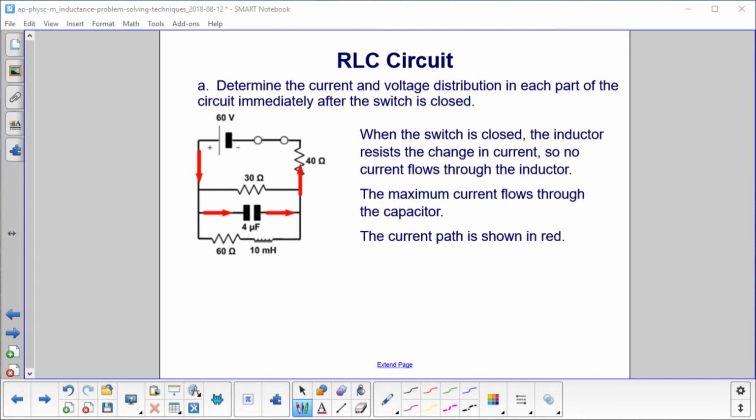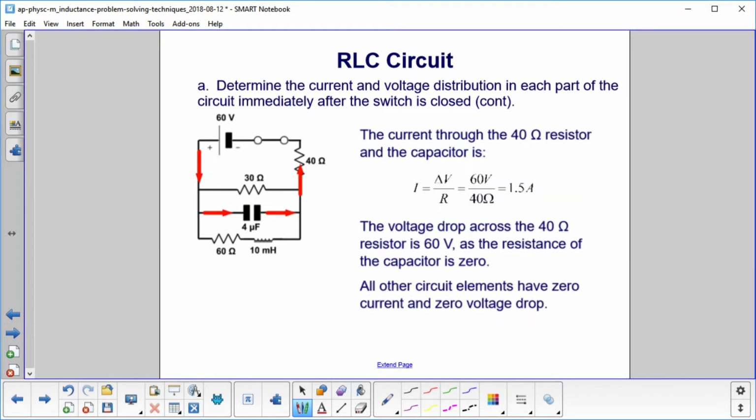Determine the current and voltage distribution in each part of the circuit right after the switch is closed. When the switch is closed, the inductor resists the change in current, so no current will flow through the inductor. However, the capacitor lets a maximum current flow. So we've shown the current path here in red. And now I'll just highlight it in green. It goes like this.